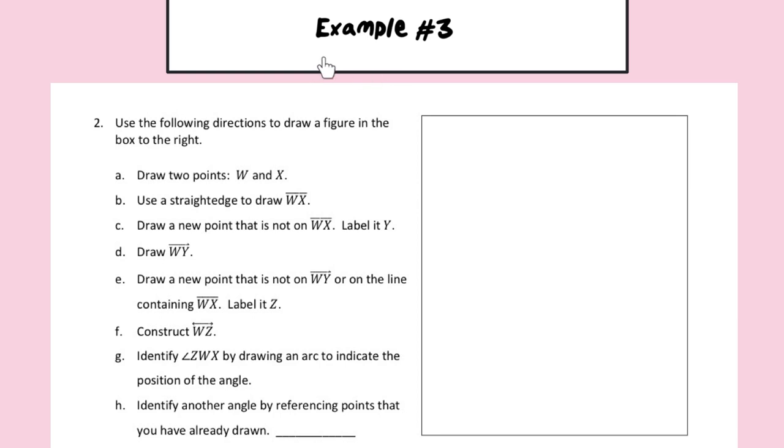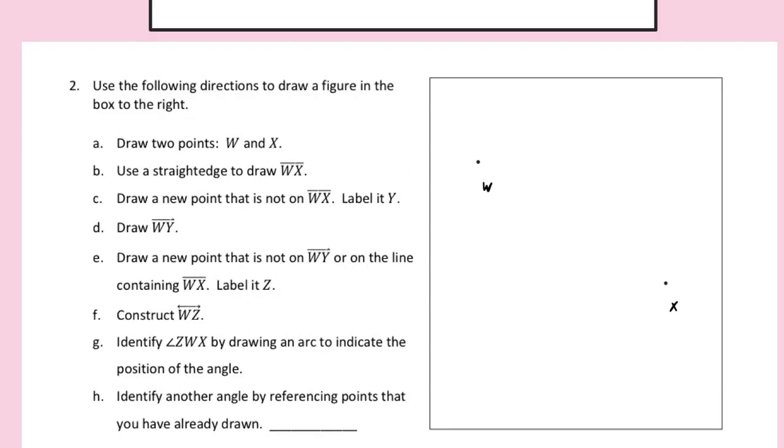Finally, for example 3, we have an outline that is similar to example 2. Our directions here say, use the following directions to draw a figure in a box to the right. So here's our box, and here are directions. Part A tells us to draw 2 points and label them W and X. So here are points W and X. Part B tells us to use a straight edge to draw a line segment, WX. Here's our line segment, W and X.